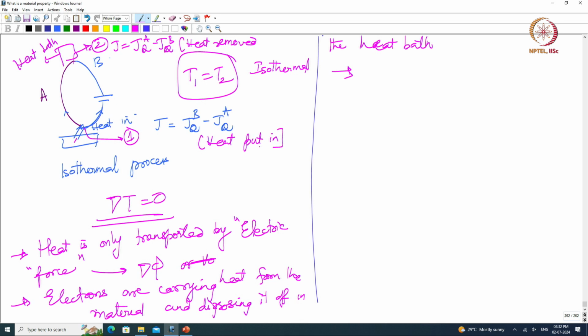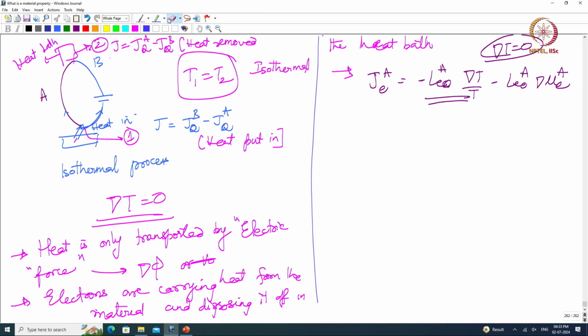Okay. All right. So now let us write everything. What is JE, okay, minus LEQA, again we have delta T by T, right. So minus LEEA delta mu or gradient of mu EA. Okay. So I am going to just write delta T equal to 0. So I am not even going to write all the thermal terms. Okay. So I will just ignore this, right.